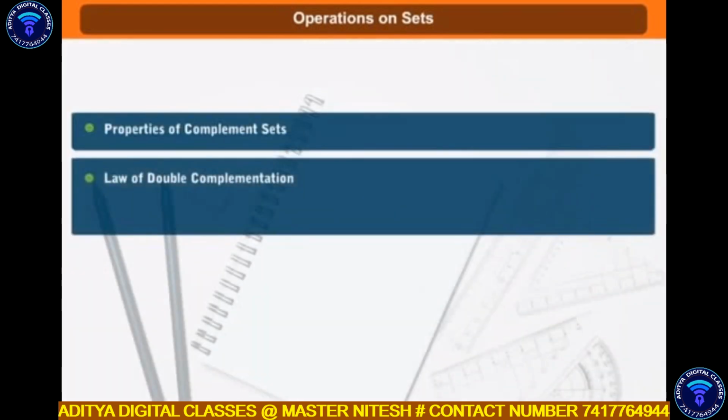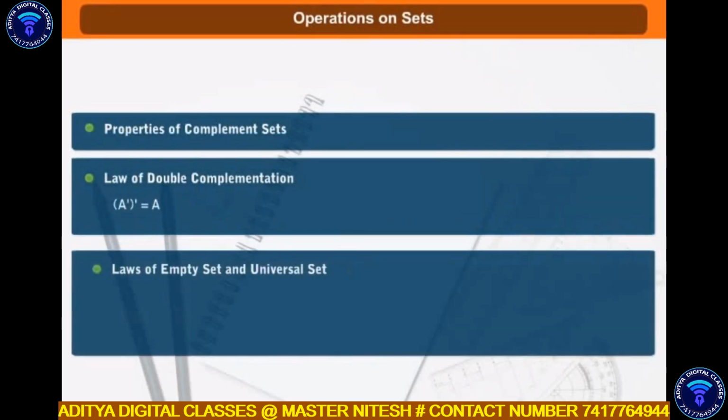Law of double complementation. The double complement of A is equal to A. Laws of empty set and universal set. Phi complement is equal to U. U complement is equal to phi.